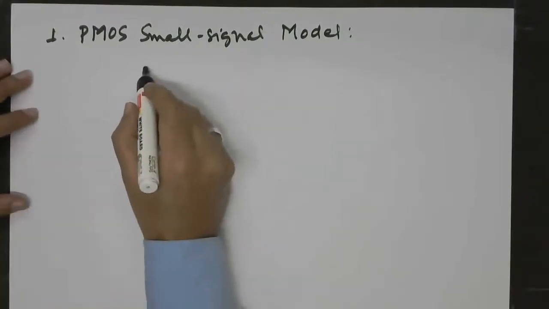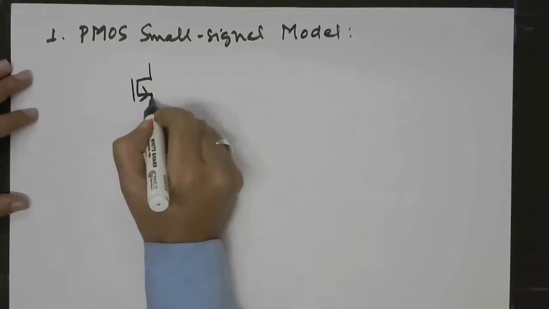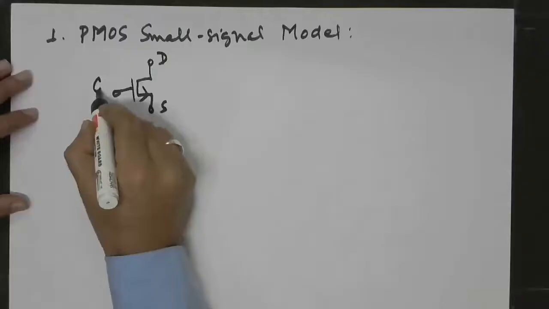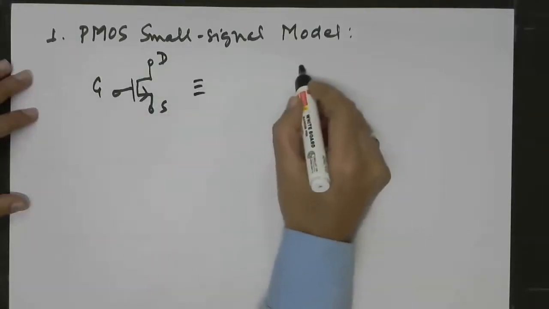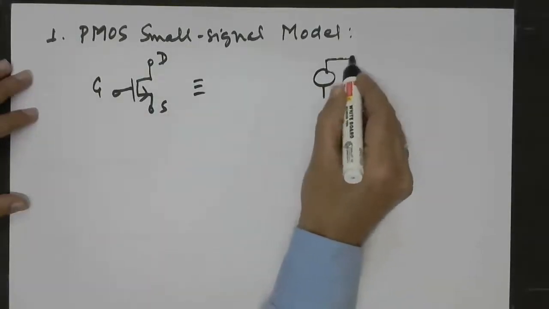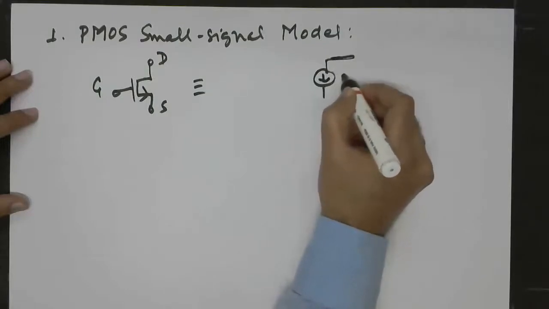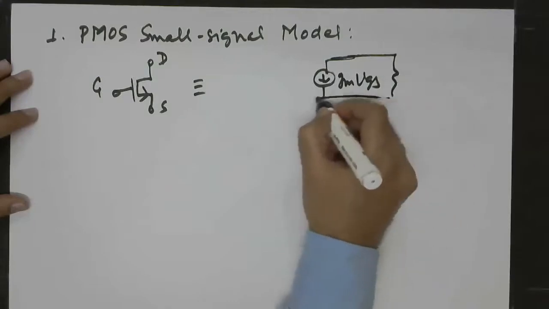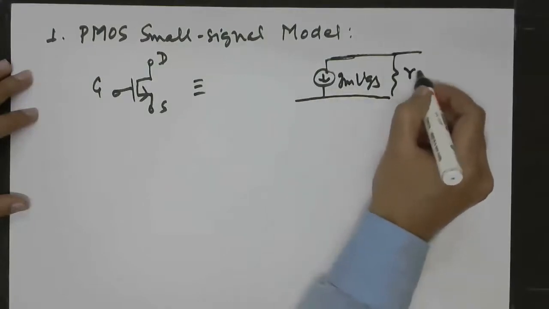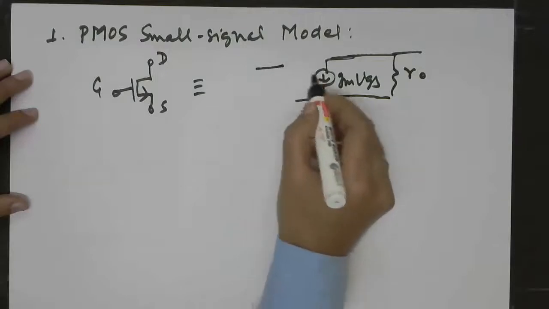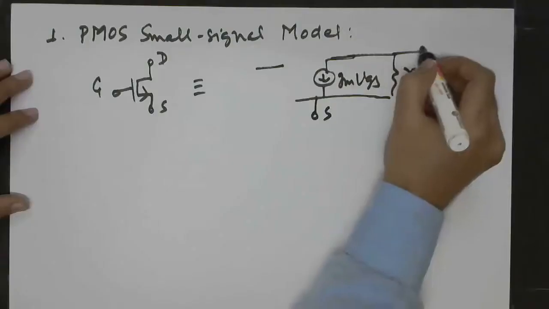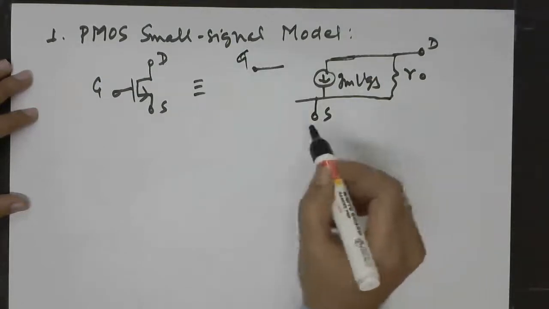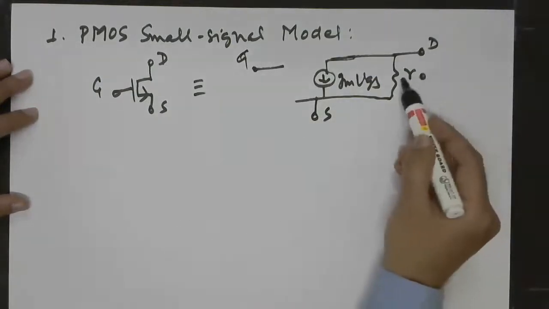So we have already seen that NMOS for small voltage can be represented by this model. So this is after including channel length modulation also here.